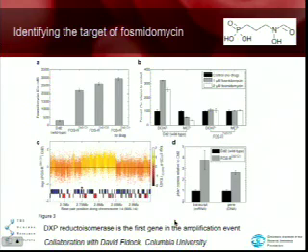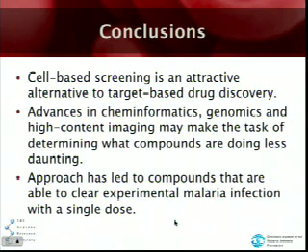And we've seen this in a number of cases, that we see gene amplification events that seem to be associated with the gene that's actually the target of a drug. So I hope I've shown that cell-based screening is an attractive alternative to target-based drug discovery, and that advances in cheminformatics, genomics, and high-content imaging may make the daunting task of determining what compounds are likely to be doing in the cell less daunting, and that this approach has actually led to compounds that are able to clear experimental malaria infections with a single dose, well, actually three, I think, or a single dose if you use a higher amount.